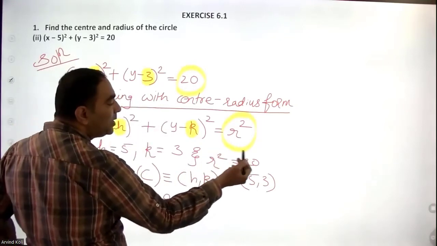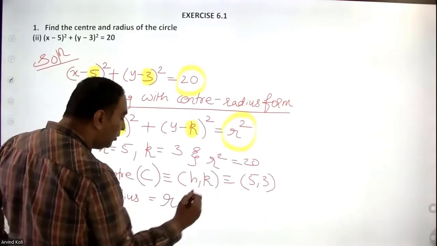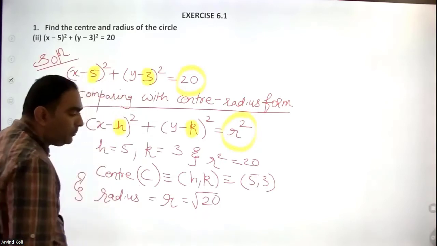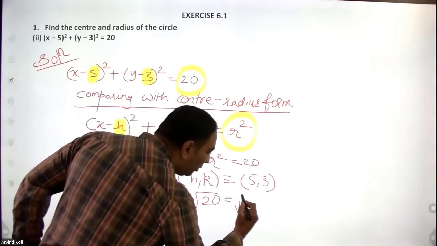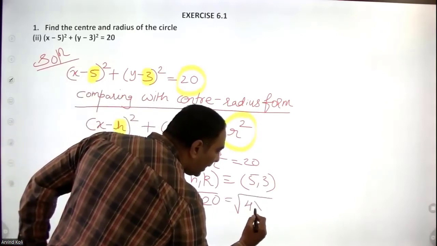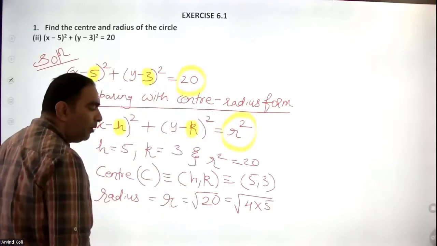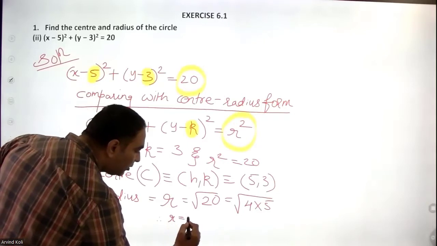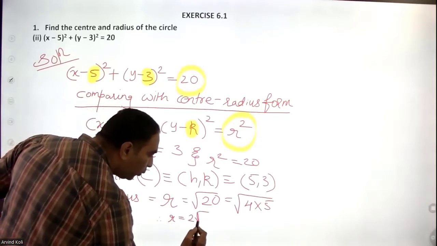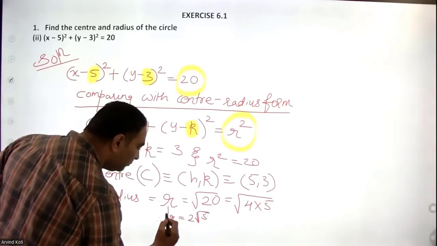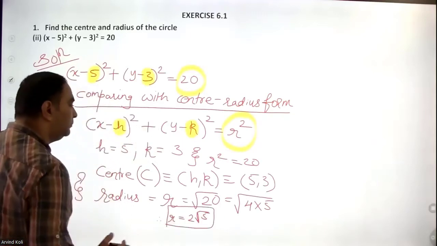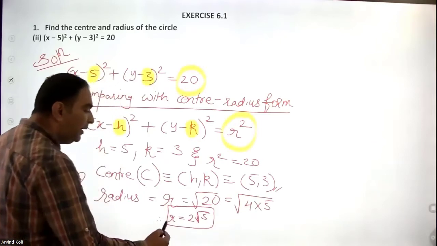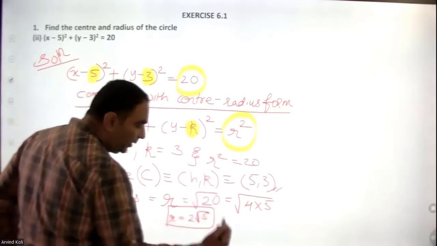R square is equal to 20. So what is R equal to? R will be equal to under root of 20, which is equal to under root of 4 multiplied by 5. All right. So finally we can say therefore R is equal to 2 root 5. Center ये रहा. Radius is 2 root 5 units.